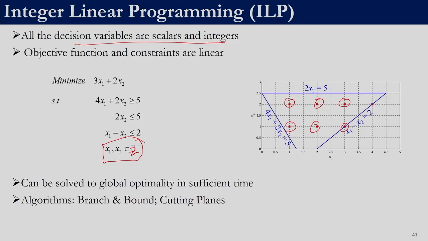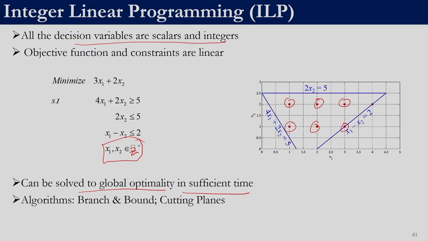So most integer linear programming problems can be solved to global optimality given sufficient time, right? But if the number of decision variables is too large, then it is difficult to solve in reasonable time, right? But theoretically, given sufficient time, these integer linear programming problems can be solved to global optimality. So the common algorithms which are used for integer linear programming are branch and bound and cutting planes.